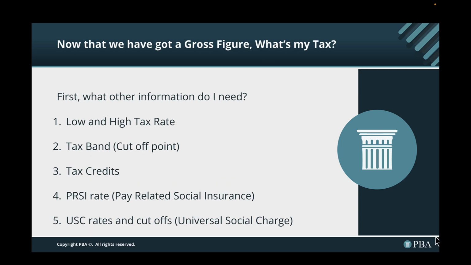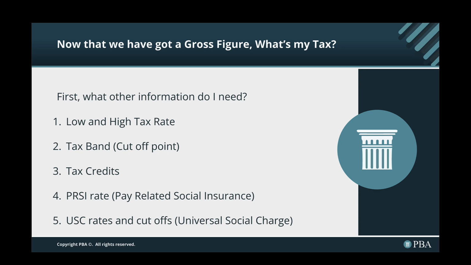Now that we have a gross figure, we're almost ready to start our tax calculations. There's a few other things that we need. In Ireland, we have a low taxation rate and a high taxation rate. The low rate is 20%, the high rate is 40%. And what determines how much is going to be taxed at 20 and how much at 40, that's determined by your number 2, your tax band or your cutoff point.